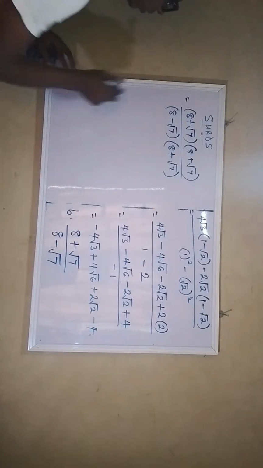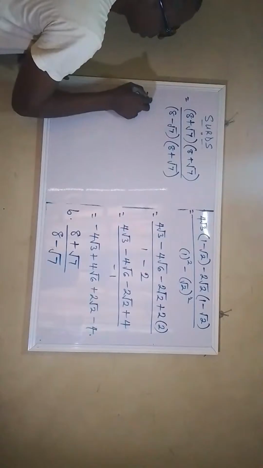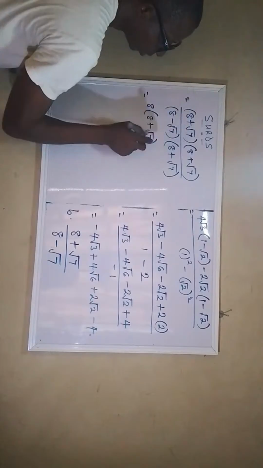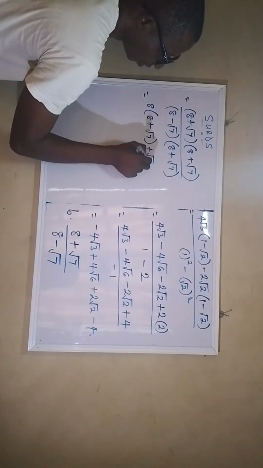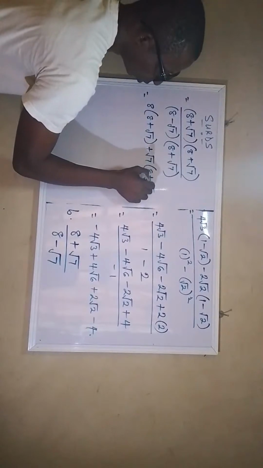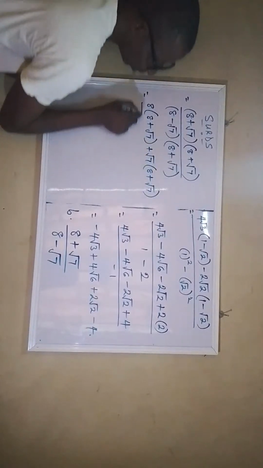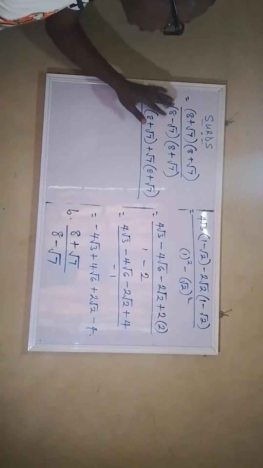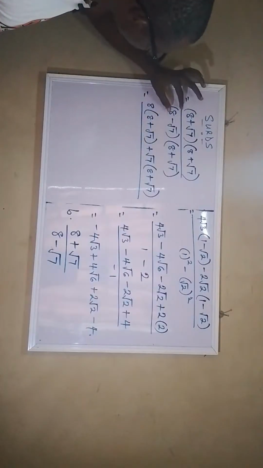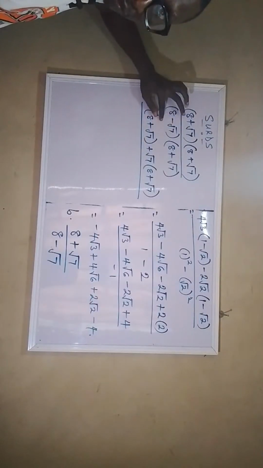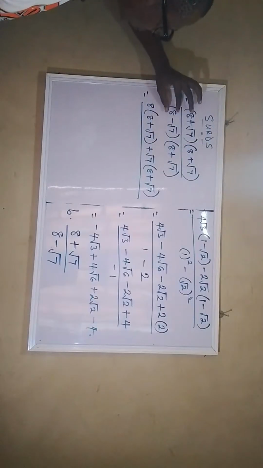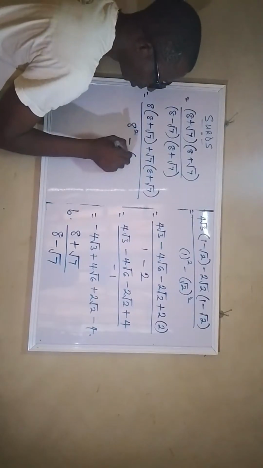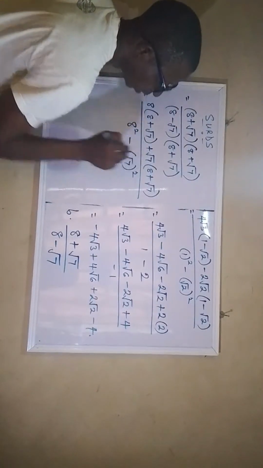Now let us expand the numerator: 8 times 8 plus square root of 7. We pick the next one, plus square root of 7 times 8 plus square root of 7. All over, don't forget, we are going to be making use of the principle of difference of two squares. So you square this and you square this, the negative one. Just disregard this sign. We have 8 squared minus square root of 7 squared.